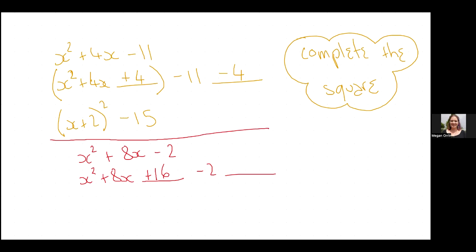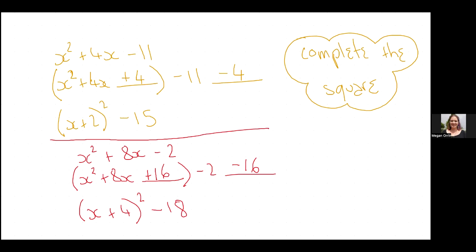But if I add 16, I need to subtract 16. So that's my perfect square. So I now have x plus 4 squared, and this bit here is negative 18. Do you see what I'm doing? So what I'm saying is it's not a perfect square. I want it to be a perfect square, but I have to still balance my equation. If I'm going to add stuff to it, I've got to subtract from it as well.